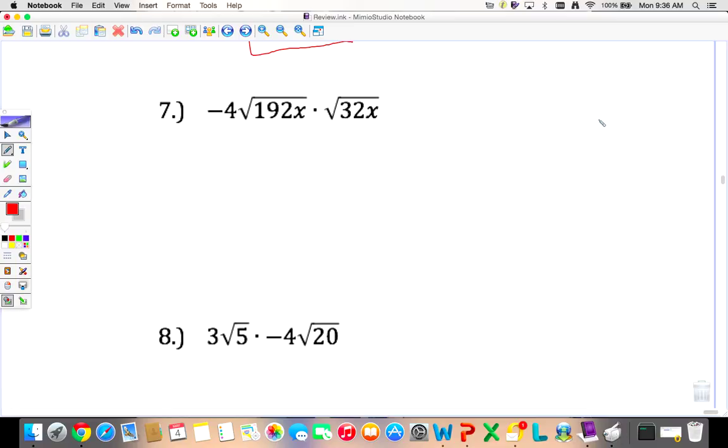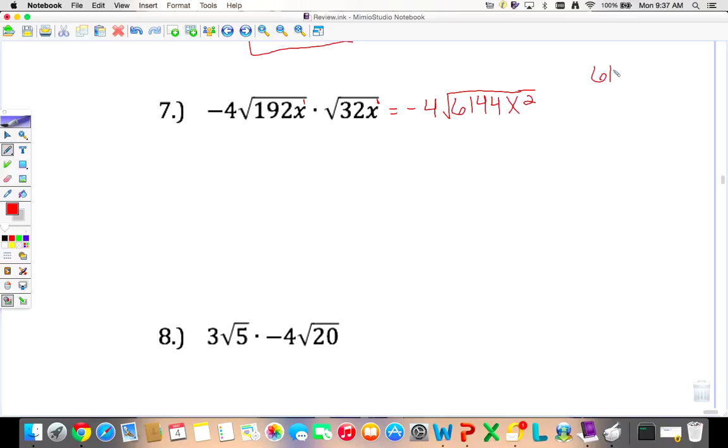Number 7, you have the negative 4 times the square root of 192x times 32, square root of 32x. Okay, negative 4 times the invisible 1 is negative 4. And then we have the square root. 192 times 32 is 6,144. And then we have x times x. Well, if you remember, whenever you multiply, you add your exponents. So that's going to give us x squared.